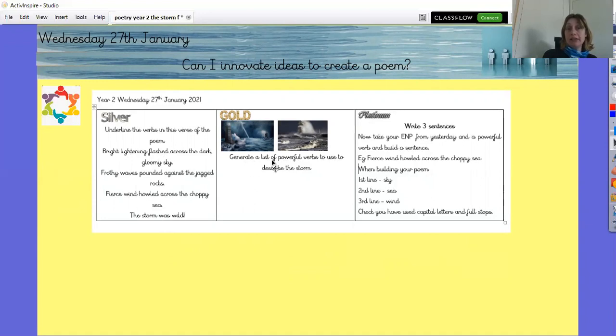Then I'd like you to generate powerful verbs to describe your own storm. So you're looking for 3 verbs that you want to use: 1 to describe the sea, 1 to describe the sky, and 1 to describe the wind. And then here, you're going to have a go at taking your EMPs from yesterday, putting them with the verbs that you've got to build 3 lines for your poem. Okay, so have a go at doing that at home.